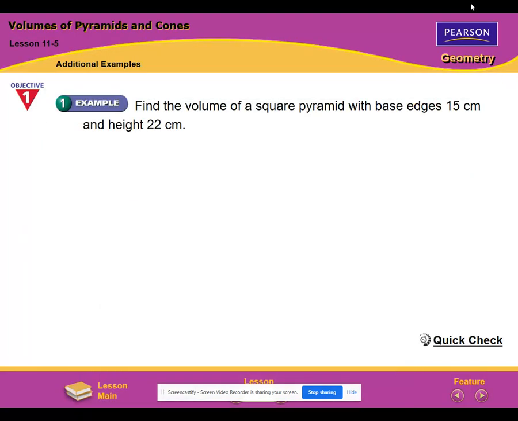Find the volume of a square pyramid with base edges 15 centimeters and a height of 22 centimeters. All right, so let me just take a stab at trying to draw that. It's not to scale, but I can get close. Easiest thing to do is just draw a square, something like that. Square with some dimensions on it, right? And then just pick a point and kind of draw up to that point like that. Okay? And it says that it has base edges that are 15 centimeters.